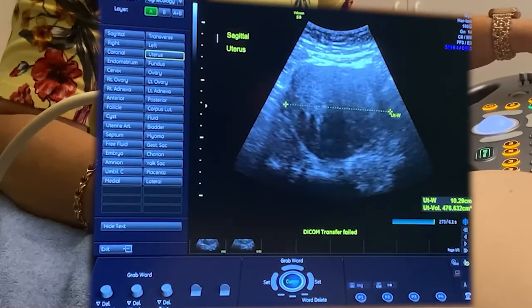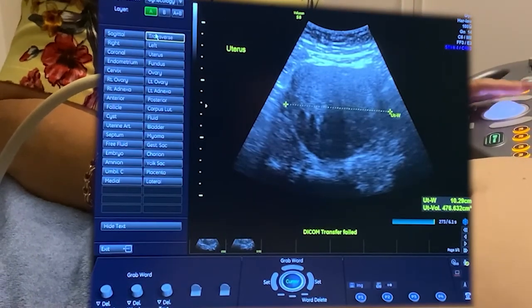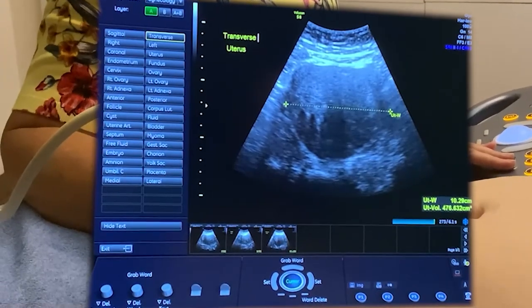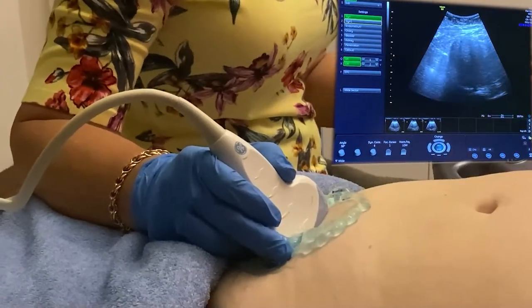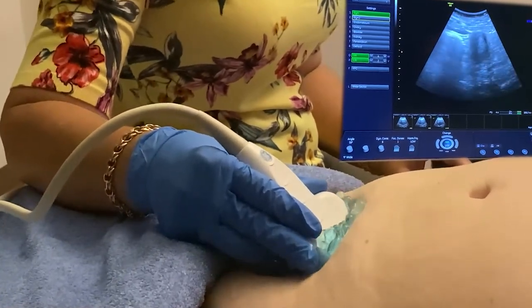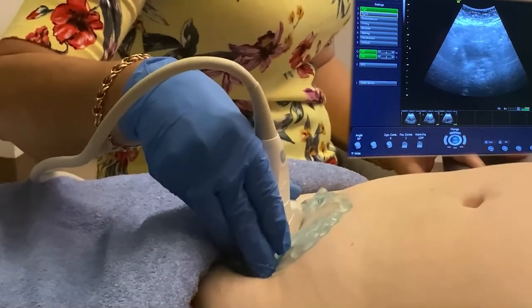I'm going to change the label on my scan because now I am in the transverse plane or axial plane, and take that image. I'm going to clear it, and I'm just going to peruse her uterus. So I'm in the transverse plane.